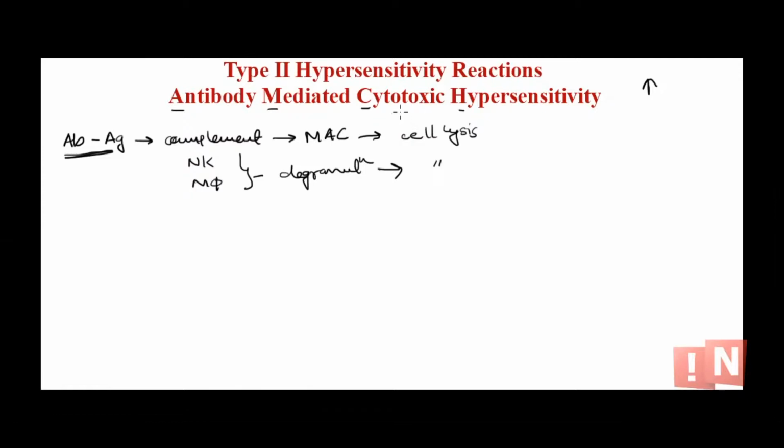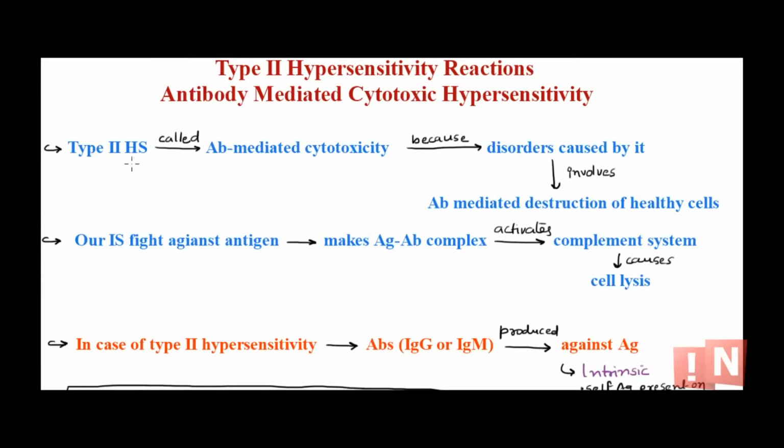The death is by cytotoxicity, and it is because antibody is bound to the antigen. That is why it is called antibody mediated cytotoxic hypersensitivity. So that's why hypersensitivity 2 is called antibody mediated cytotoxicity, because the problem is when your antibody is causing destruction of healthy cells. Normally, you have an antigen antibody complex made, and that causes lysis of the cell because it can activate the complement system and call other cells and lyse the antigen. That's the normal way our immune system fights against the antigen.